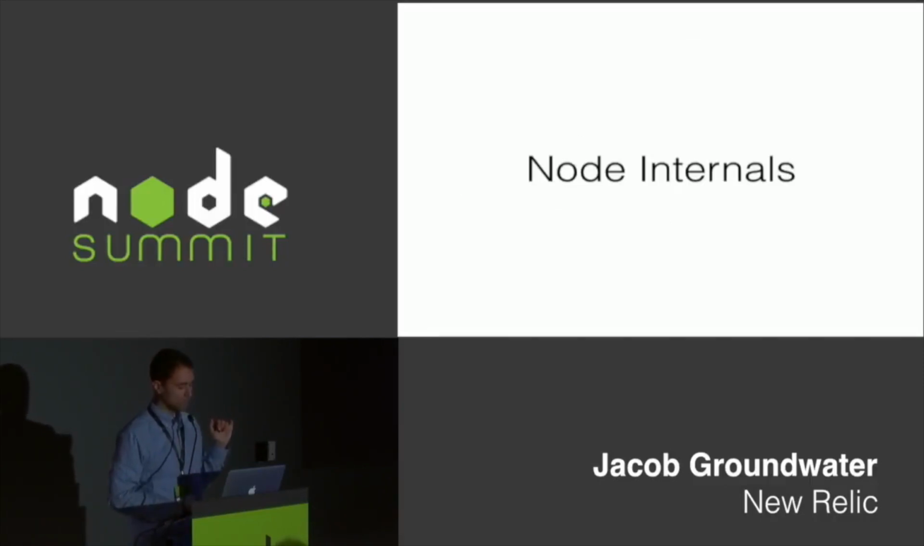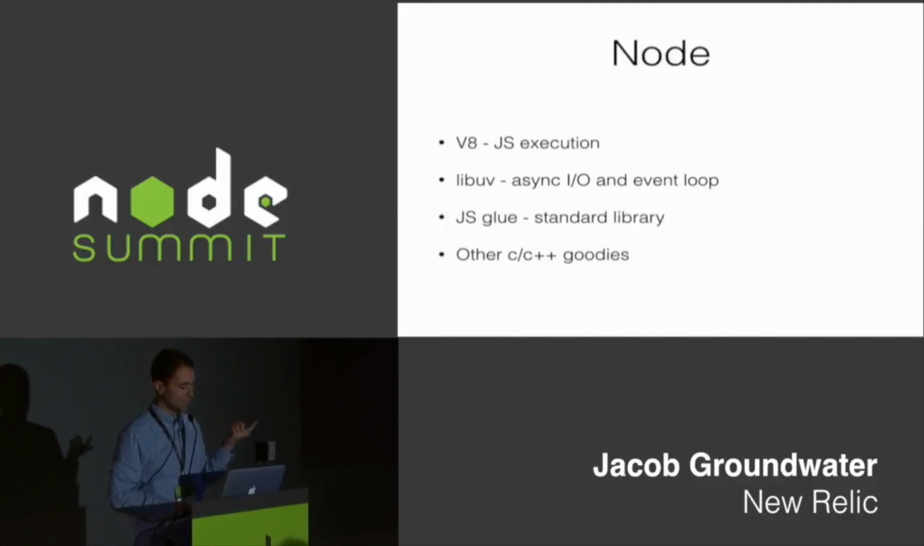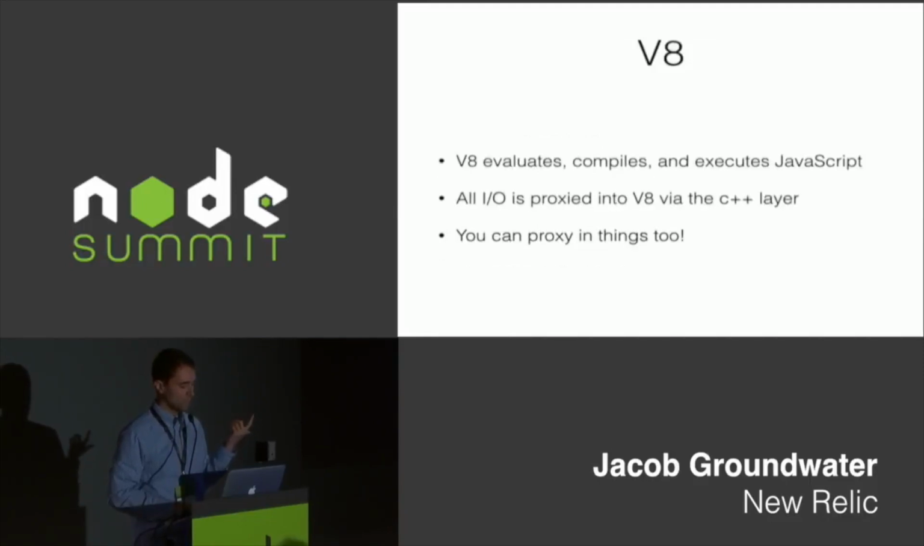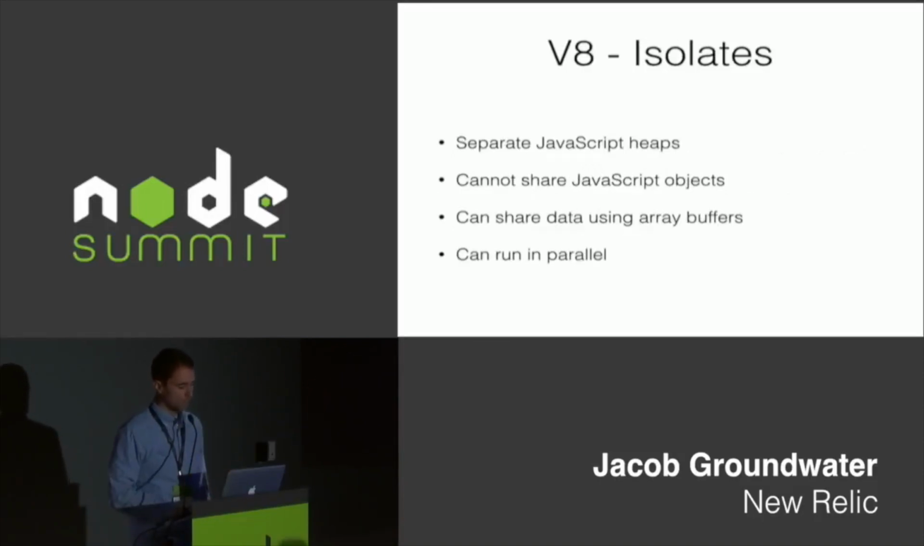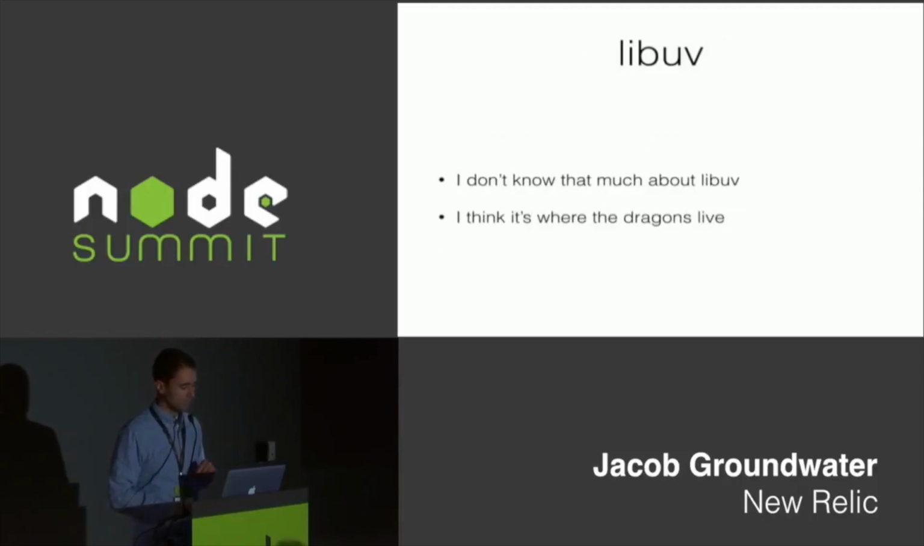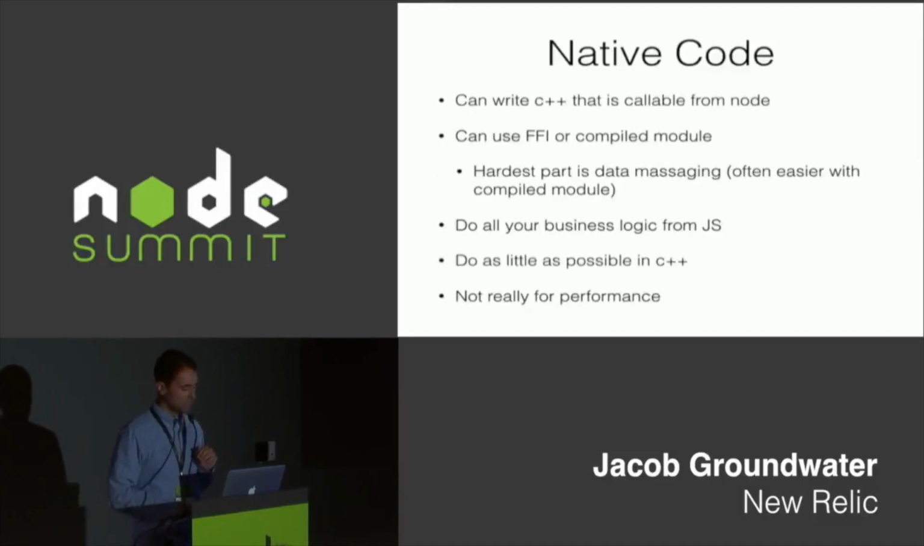So Node internals, learn them. There's V8, libuv, some JS glue. V8 is by Chrome. It's what executes the JavaScript, and all I/O that happens in V8 comes from a C++ function essentially that gets proxied in, and you can write your own. Two things to know. Actually, I'm going to skip that. libuv, it's just where the dragons live. I don't know anything about what's going on in there, but it's super cool. Native code, I'm going to skip over this.